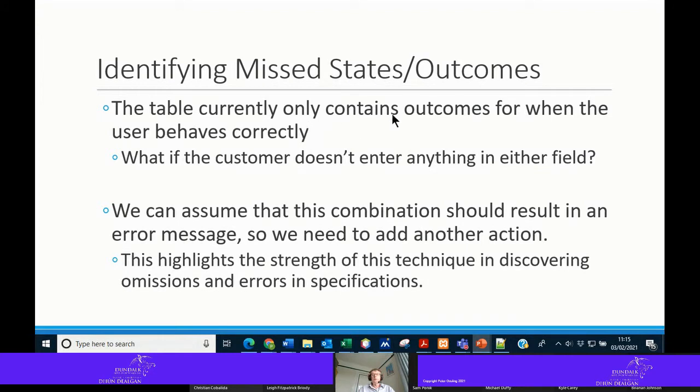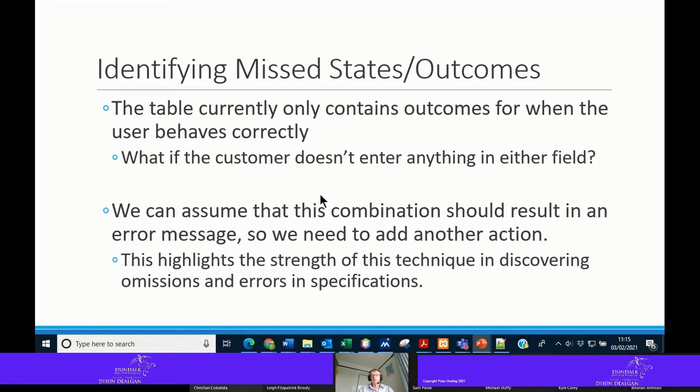So the table currently contains outcomes for when the user behaves correctly. What if the customer doesn't enter anything into either field? We can assume that this combination will result in an error message, so we need to add another action. This highlights the strength of the technique in discovering omissions and errors.